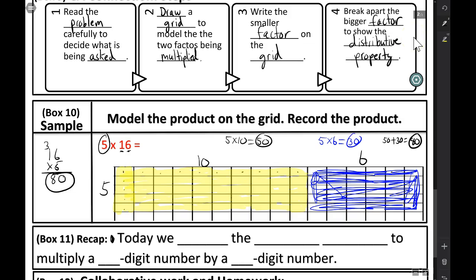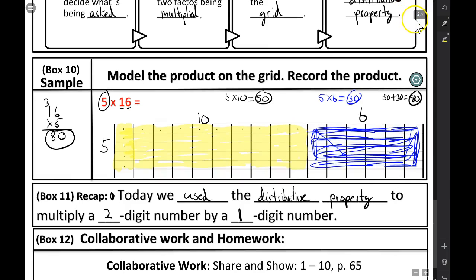Getting into our box 11, our recap. Today we used the distributive property to multiply a 2-digit number by a 1-digit number. And again, I guess it doesn't really matter if you put 1-digit number by a 2-digit number. I mean, it's essentially the same thing.